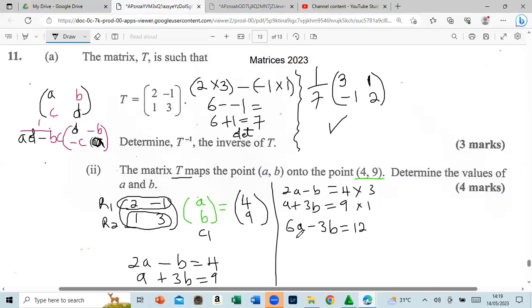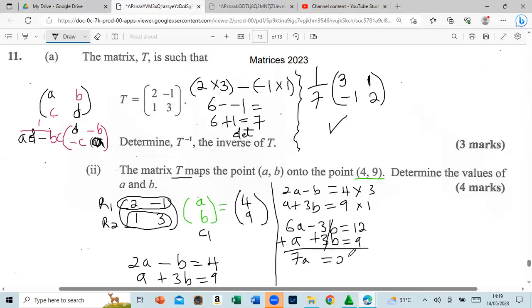So 1 times a, that is a. 1 times 3b, that is 3b. And remember, this is why we multiply, because we want both of them to have 3 in front of them. And then 1 times 9 is equal to 9. So all we have to do now is just add. So this becomes 1 plus 6, we're going to add all of that, which gives us 7a. This is going to give us 0 because a negative and a positive. 12 plus 9 is equal to 21.